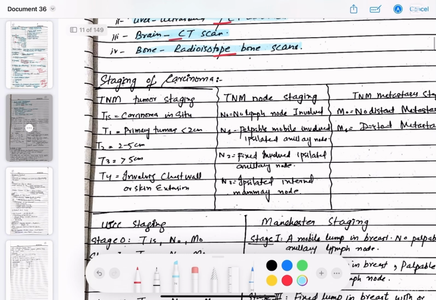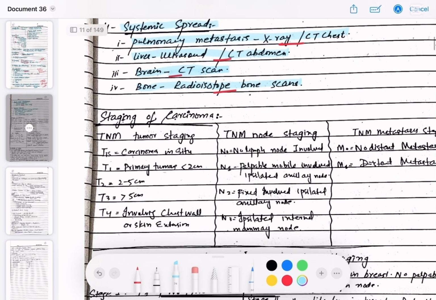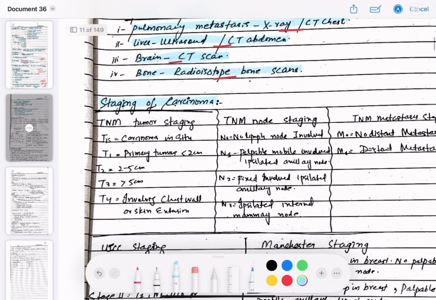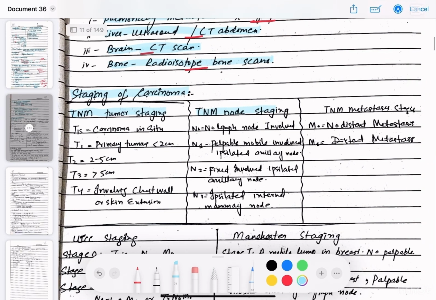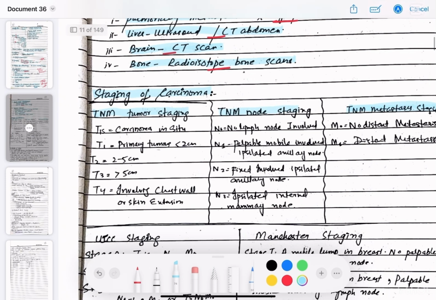Now the staging of carcinoma. So it is TNM tumor staging, TNM node staging, and TNM metastasis staging. Okay, tumor involvement, lymph node involvement, and then the metastasis.